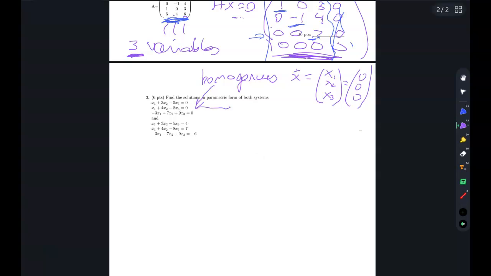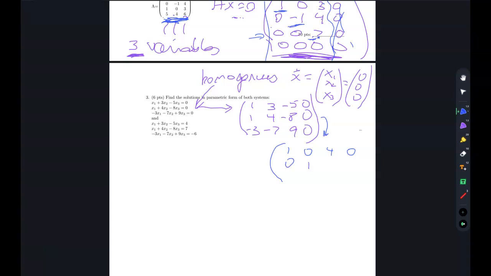Okay, so we take this and we put it into our matrix. 1, 3, negative 5, 0. 1, 4, negative 8, 0. Negative 3, negative 7, 9, 0. Then we do our RREF, right? I'm assuming you can put this in your calculator. You won't have time to do all of the row operations on the test. It's going to take way too long. So I want you to get to the heart of the problem solving instead of just doing the computation.